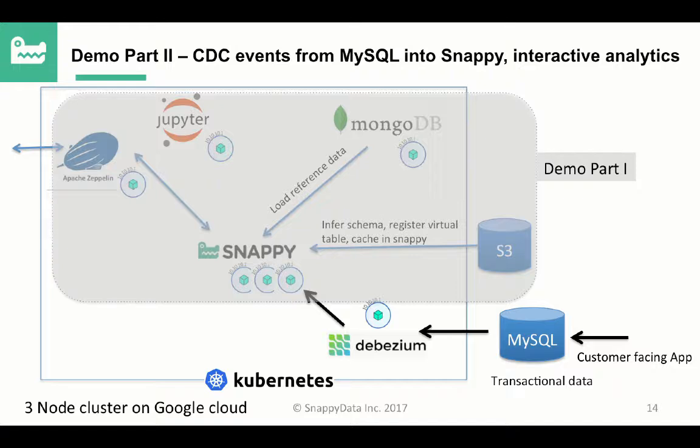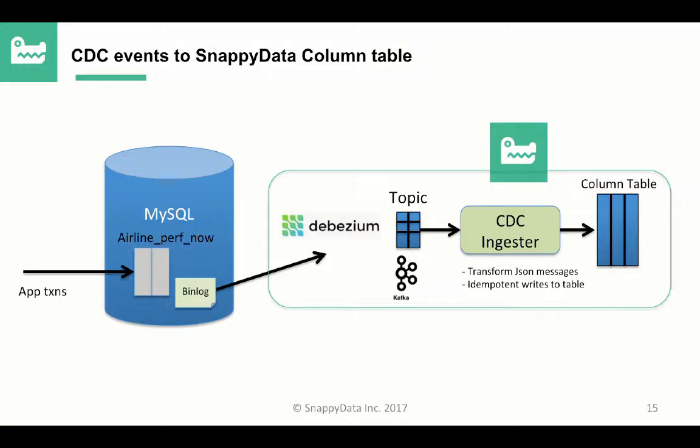In this case, we just introduced a few additional components. We use MySQL to simulate our transactional database that's being continuously written into from a customer-facing application or microservices. And then we run Debezium that's capturing these events and routing them to Snappy. All right, so let's take a brief closer look at what the demo is doing.